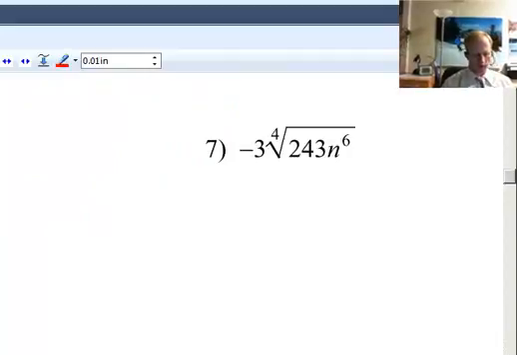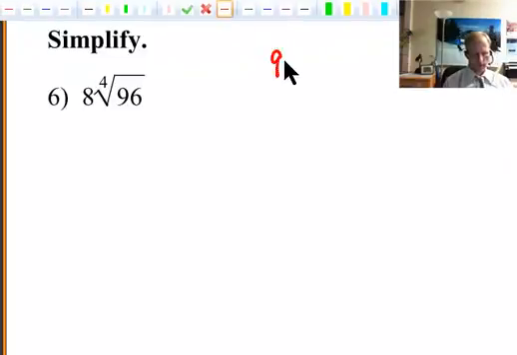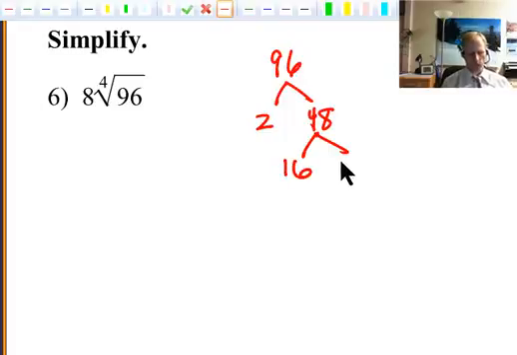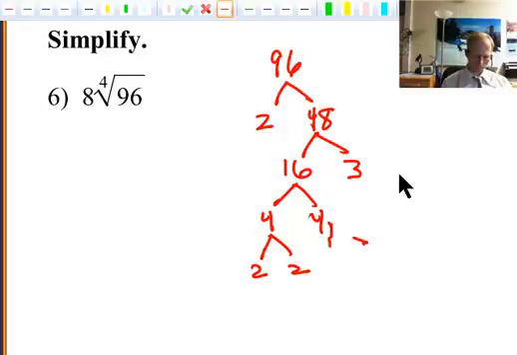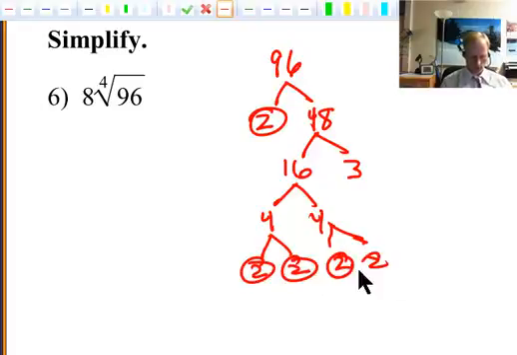Okay, now I'm asked to simplify an exponential expression. So the first thing I want to do is do a factor tree. So 2 times 96, I know I can divide by 2 and get 48. I happen to know 48 is 16 times 3. 16 is 4 times 4. And 4 is 2 and 2. So that gives me 2, 2, 2, 2, 2, 5 2's and a 3.